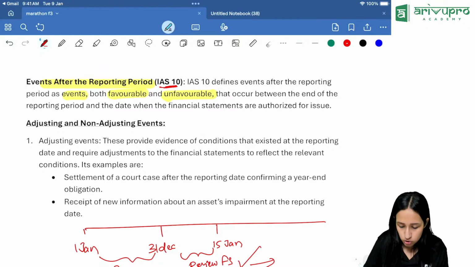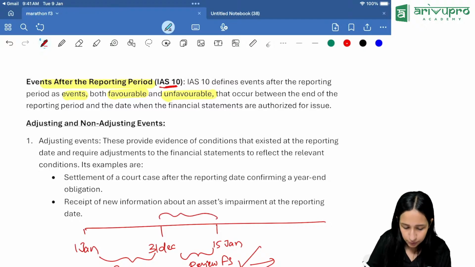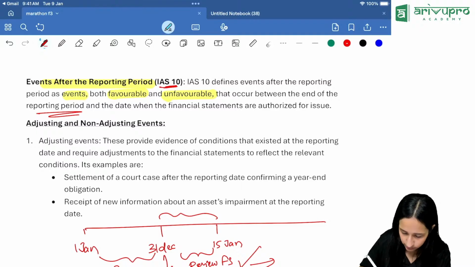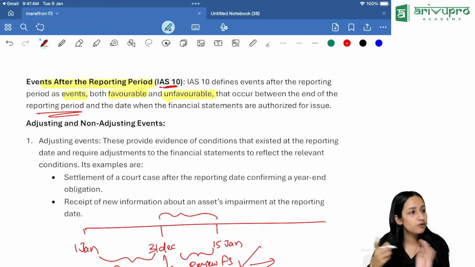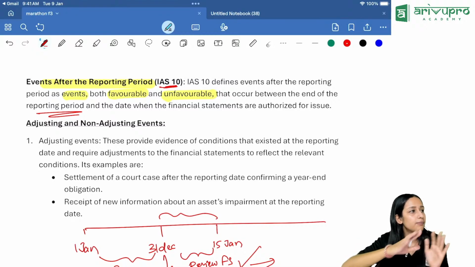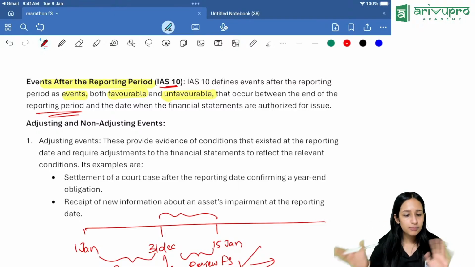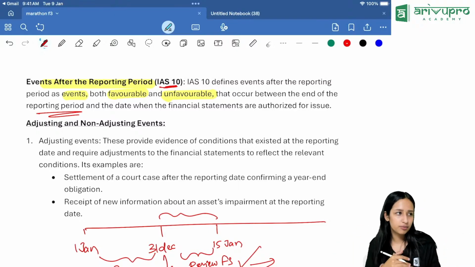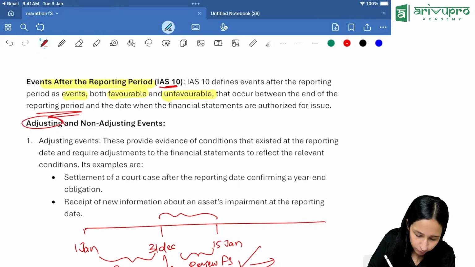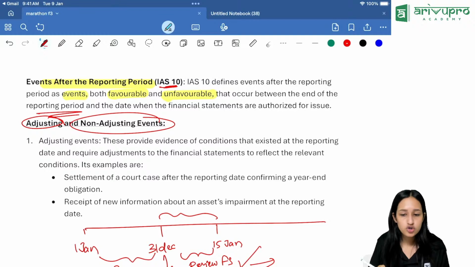So during this particular time between the reporting date and when they authorize the statements for issue, whatever happens will come under events after the reporting period. Now this can either be favorable for you or it can be unfavorable for you. We don't care, we just need to include and incorporate that. So that can be of two types. One is adjusting events and one is non-adjusting events.